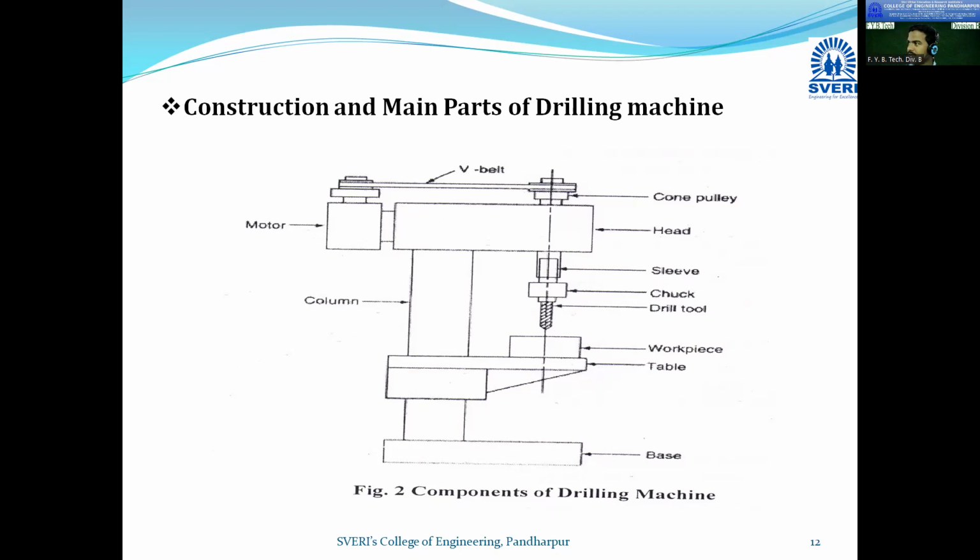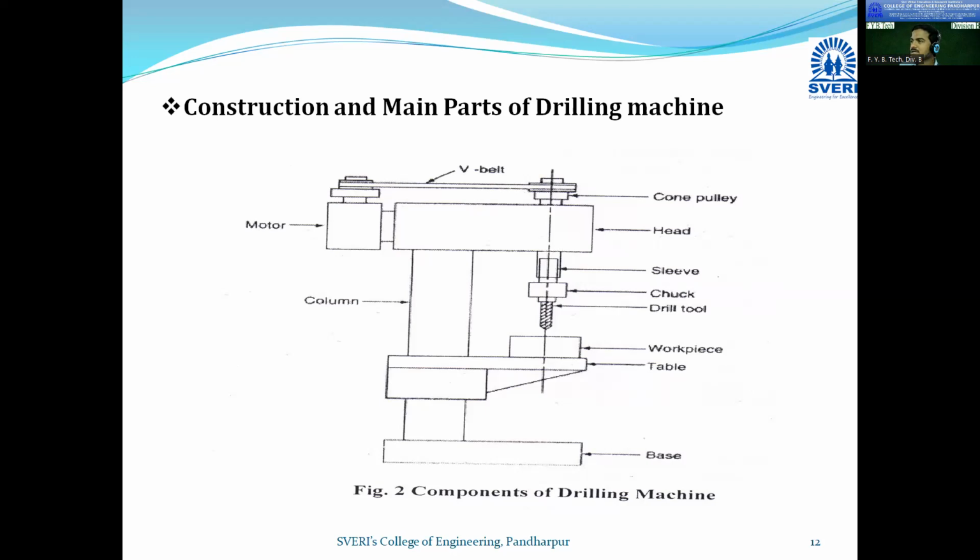So base is the lower part of the drilling machine which supports the entire structure. Normally it is made of concrete material. That is why machines are normally installed at the ground floor only, not at the first floor or second floor. Have you seen such a situation? Have you seen anywhere? Normally it is installed at the ground floor only.